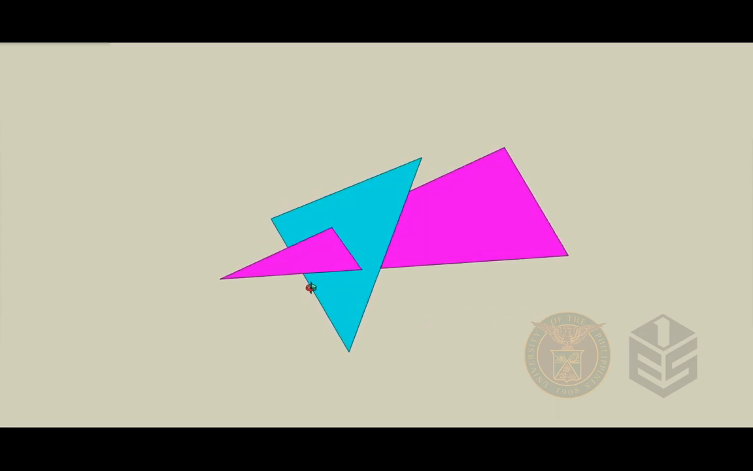Now, one key observation is that the endpoints of that line of intersection are actually made of the two piercing points from the edges of the pink triangle. So if you look at the edge of this pink triangle right here, it actually pierces the blue triangle at this particular point. And this other edge of the pink triangle actually also pierces the blue triangle at this particular point. And when we connect those two endpoints, we actually form the line of intersection.